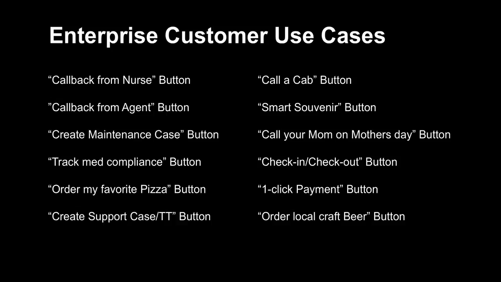What we've heard and seen from our customers is that these enterprise use cases are really powerful when starting with the AWS IoT button. You can do callbacks for a nurse, you can create maintenance cases, you can even do things like order your favorite pizza or submit a support case. So the capabilities and ideas that customers come up with give you a lot of flexibility in an end-to-end process around just one click of the IoT button.